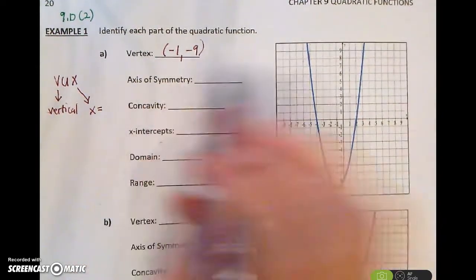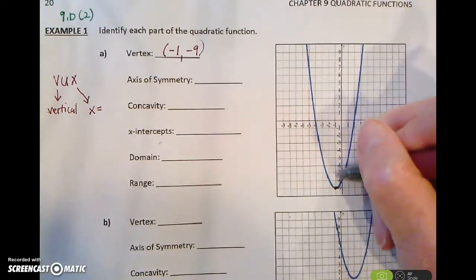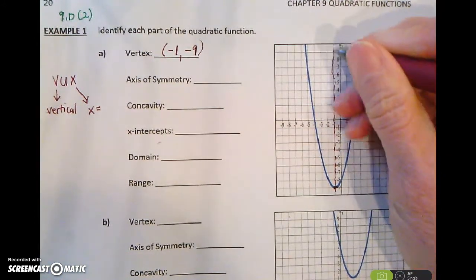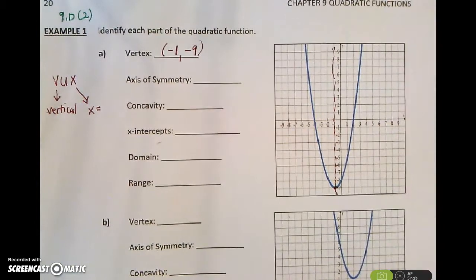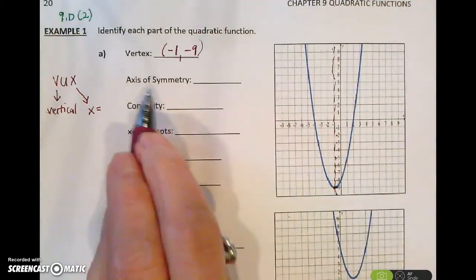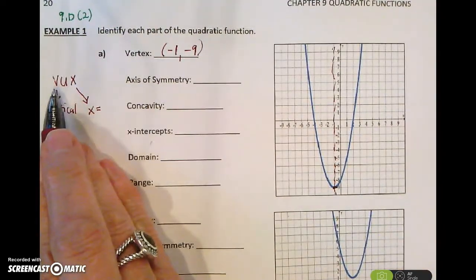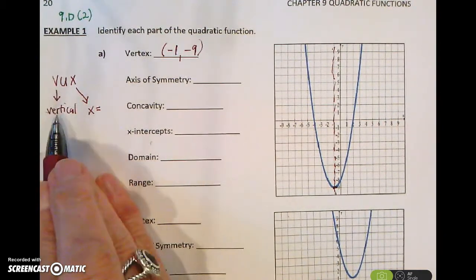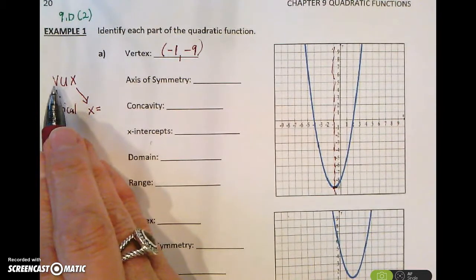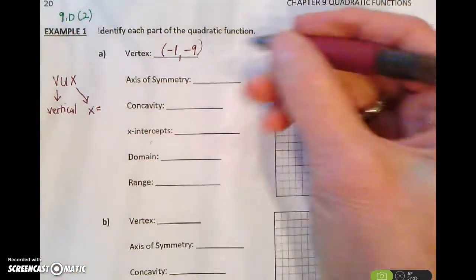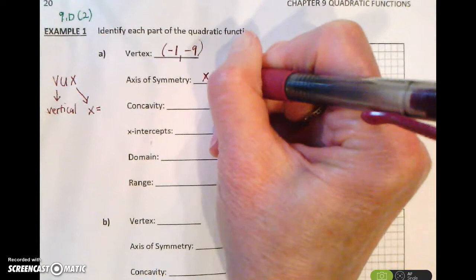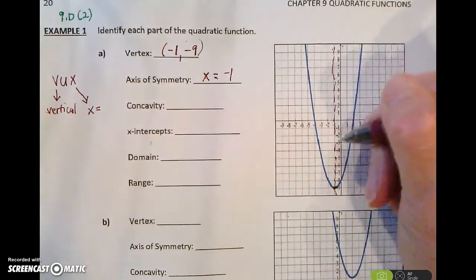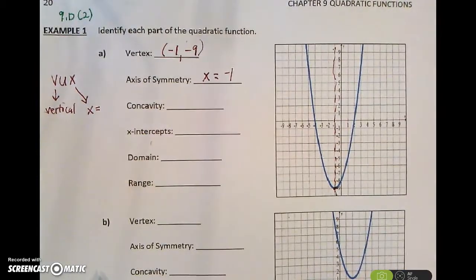Remember to put your parentheses around your ordered pair. The axis of symmetry is the vertical line that goes all the way through the vertex, which is that bottom point. And it's a vertical line, so remember the acronym that we used, VOX. V stands for vertical, and when I have a vertical line, the equation is going to be x equal to the x value of the vertex, which is -1. You see it's going through -1.